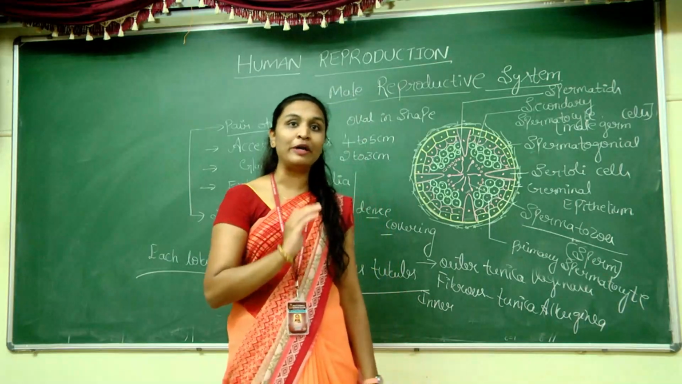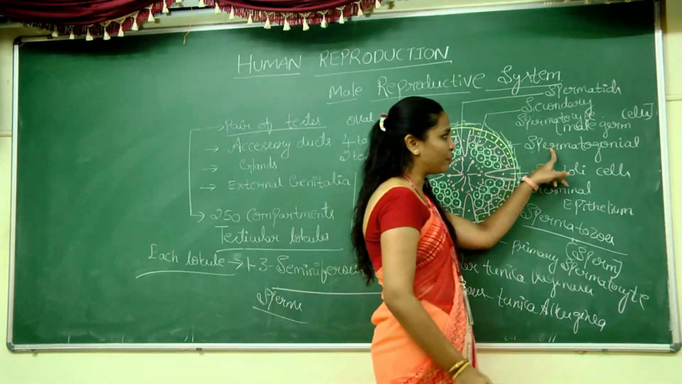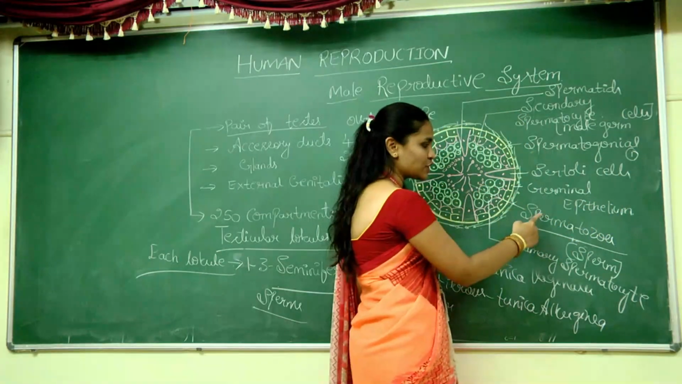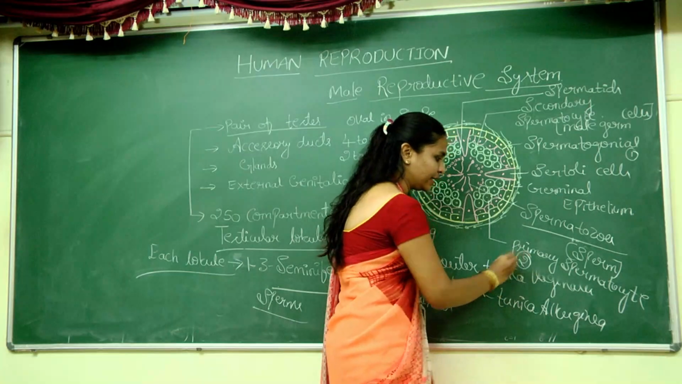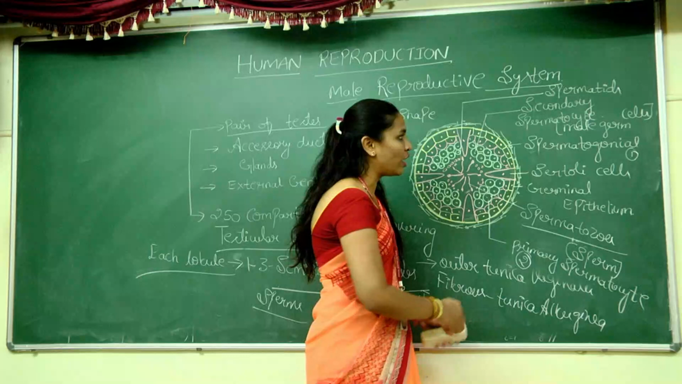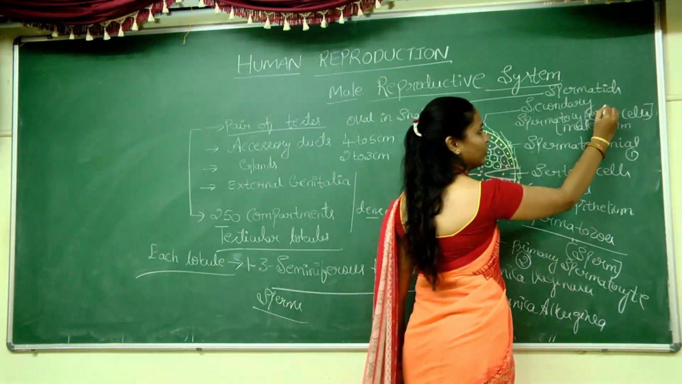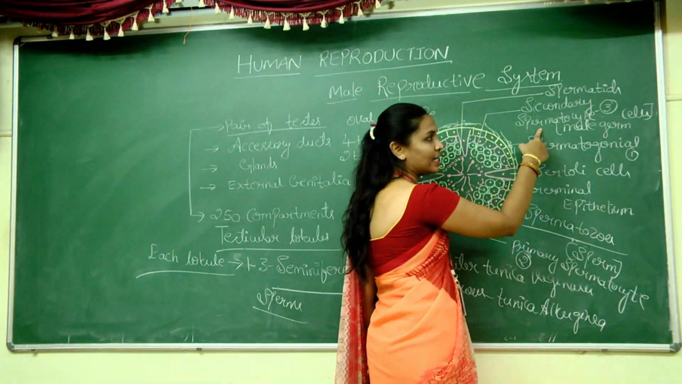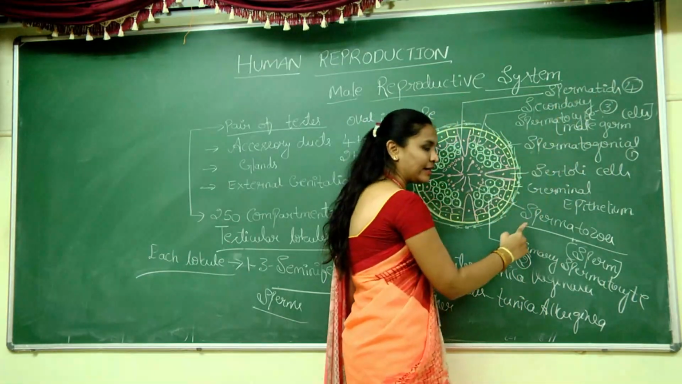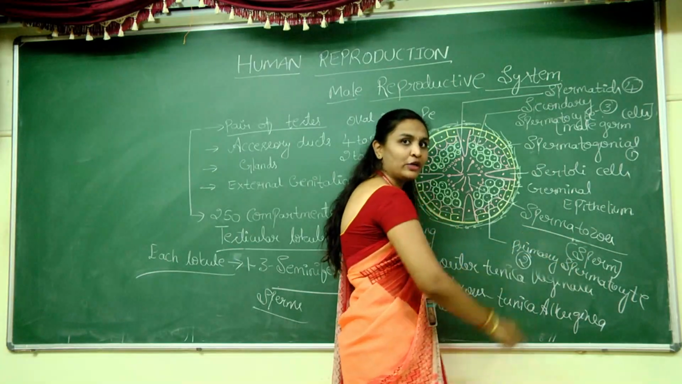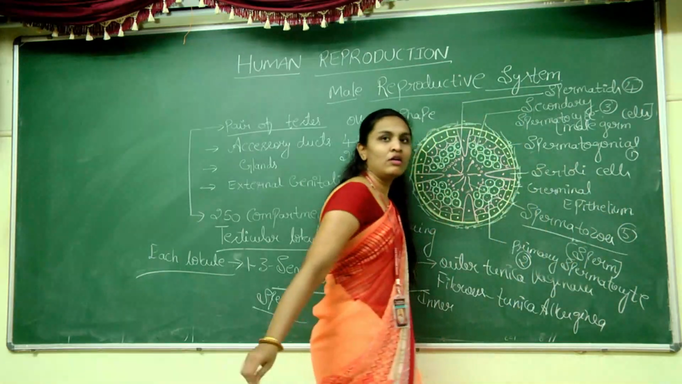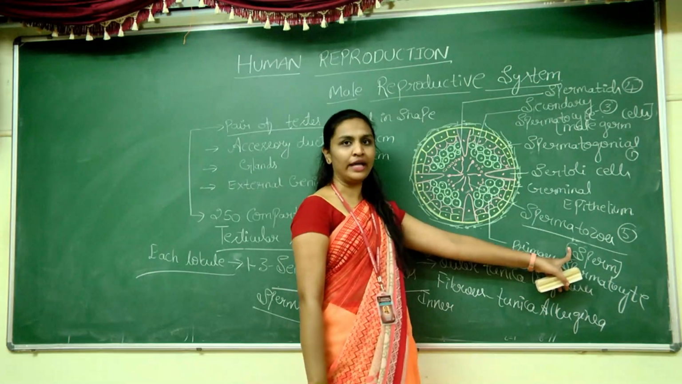See, this is the spermatogenesis process. First the spermatogonial cell, then the primary spermatocyte, the second stage, the secondary spermatocyte, then spermatids, and spermatids are transformed into spermatozoa, or you can say sperm. So sperms are produced here.